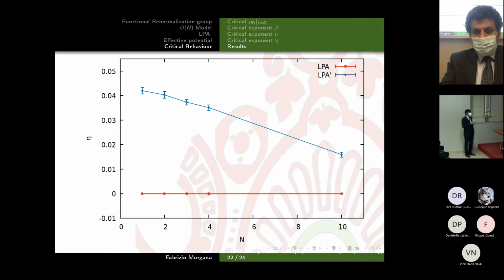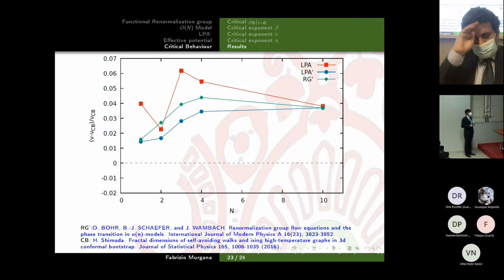Now we see, of course, eta, and eta is 0 in the LPA, as I said, and then you can see that it nicely goes towards 0 in the LPA prime case as n increases. And this is the last plot for the critical exponents themselves. Now I'll show you a comparison.